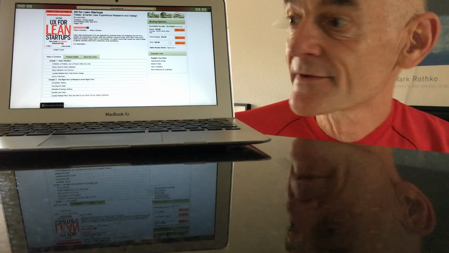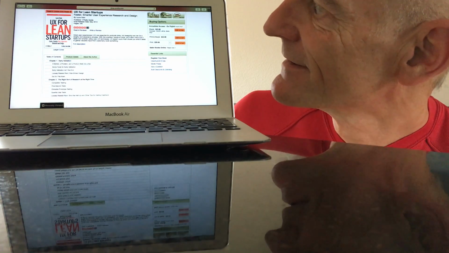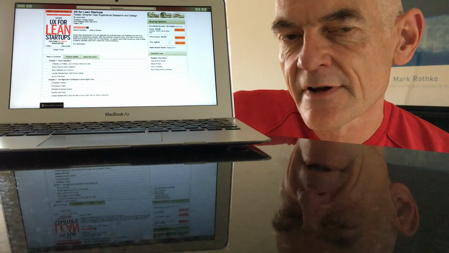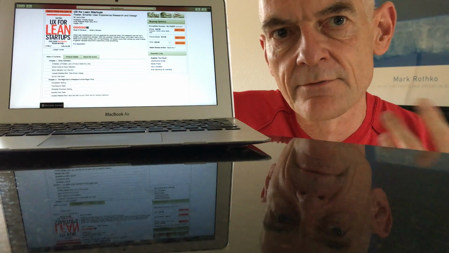And in relation to our second chapter in the UX for Lean Startup book, you know, that chapter, the second chapter, is all about the right research at the right time.